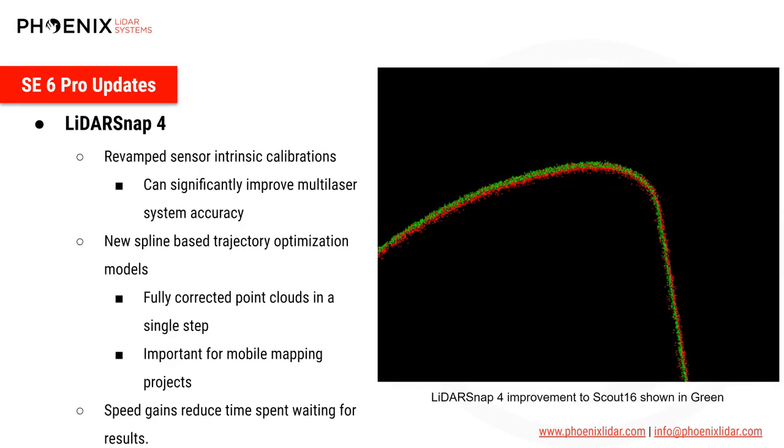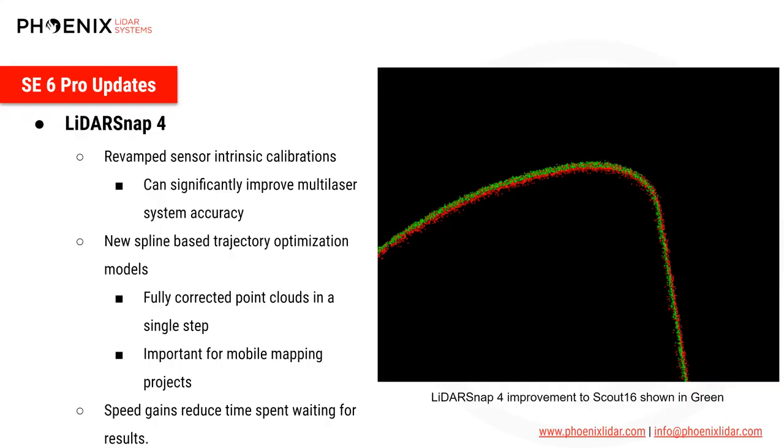Terry already discussed the main 3 components of a LiDAR dataset calibration with LiDAR-Snap. Those were number 1, bore sighting, number 2, sensor intrinsic corrections, and number 3, trajectory optimization. SpatialExplorer 6 is running our 4th version of LiDAR-Snap. This version was built specifically to revamp that sensor intrinsic calibrations step.